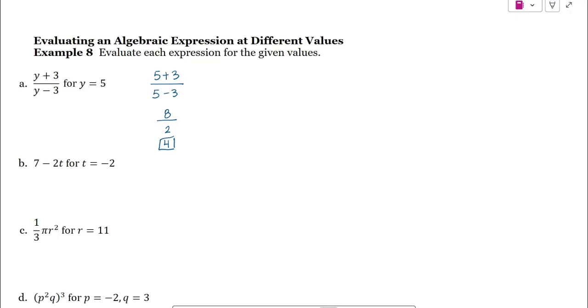For letter B, we have 7 minus 2 times a negative 2. Negative 2 times negative 2 is positive 4. So this is going to be 7 plus 4. So my overall answer here is 11.